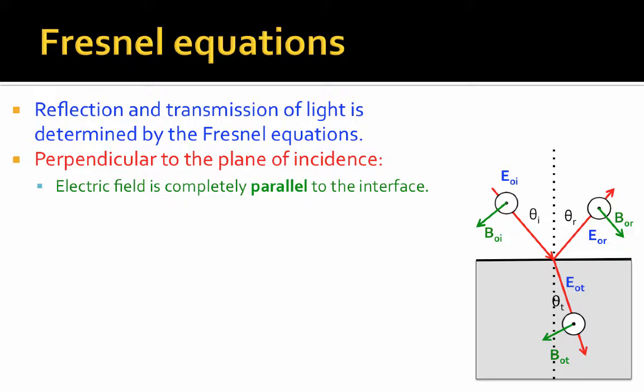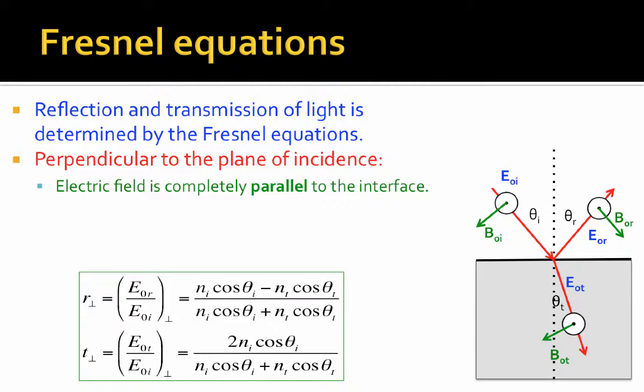So we've talked about this because reflection and transmission is actually different whether your light is polarized parallel or perpendicular to the plane of incidence. And this is determined by the Fresnel equations, which come from Snell's law and Maxwell's equations. So in the case where our electric field is polarized perpendicular to the plane of incidence, we get these lovely expressions between the incident electric field and the reflected electric field, and then also the incident electric field and the transmitted electric field.